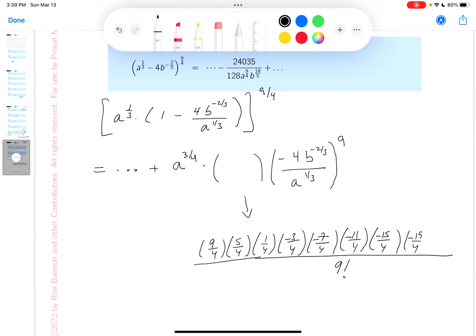I'll check it after I write it down, by the way. 1, 2, 3, 4, 5, 6, 7, 8. Wow, minus 23/4. Let me see if I did it right. Going down by 4. 9 to 5 is 4 down. 5 to 1 is 4 down. Minus 3, minus 7, minus 11, minus 15, minus 19. Yeah, I think I did it right.